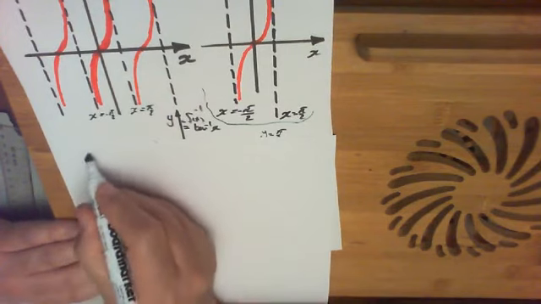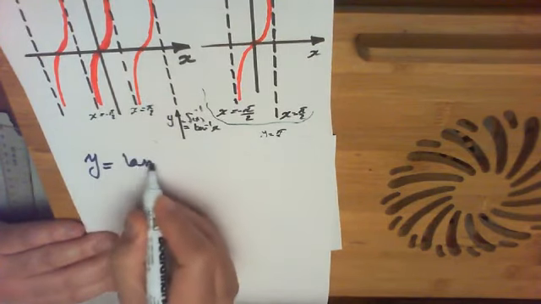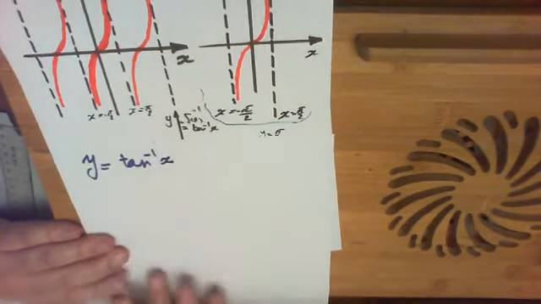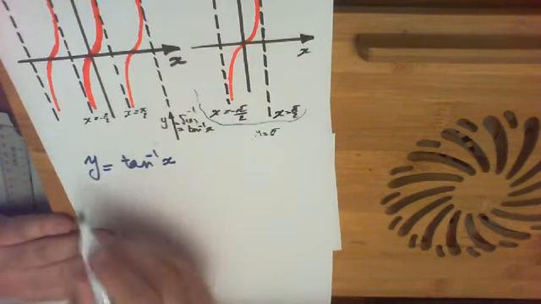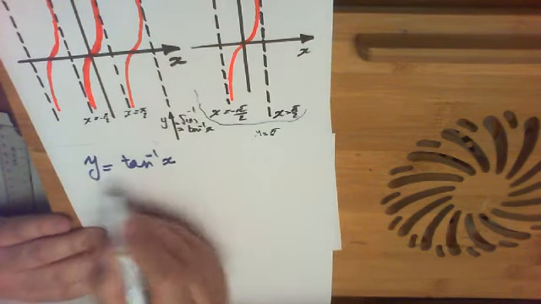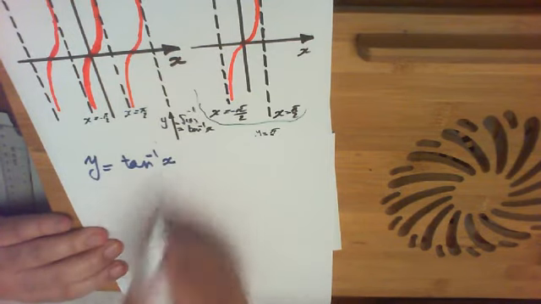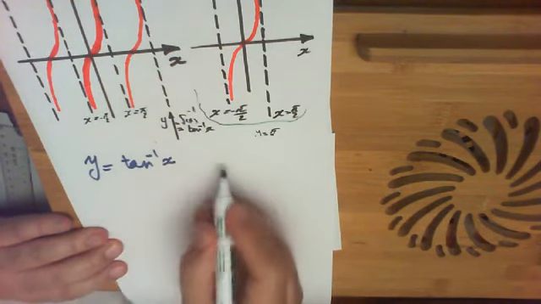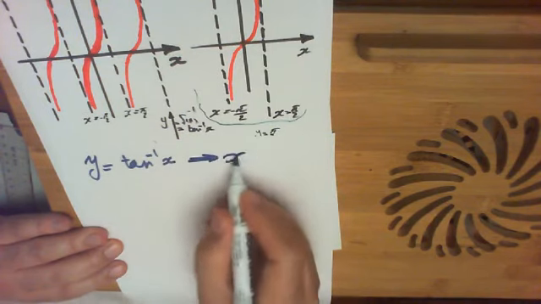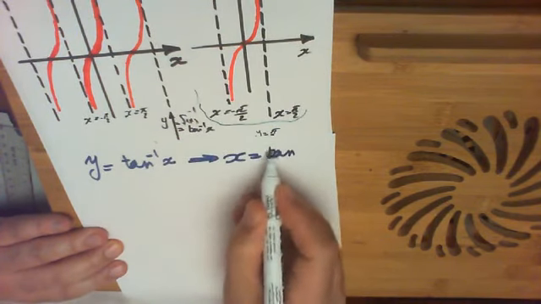We have y equals tan minus 1 x, which means that y is the angle of which the tan is x. Or x is tan y. So we can write x equals tan y.